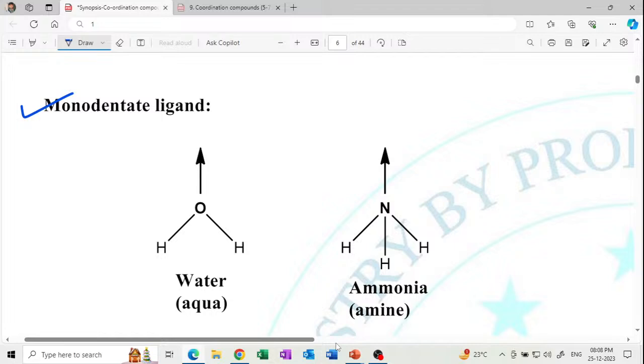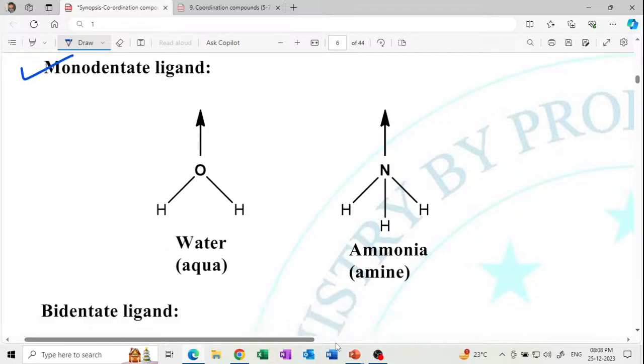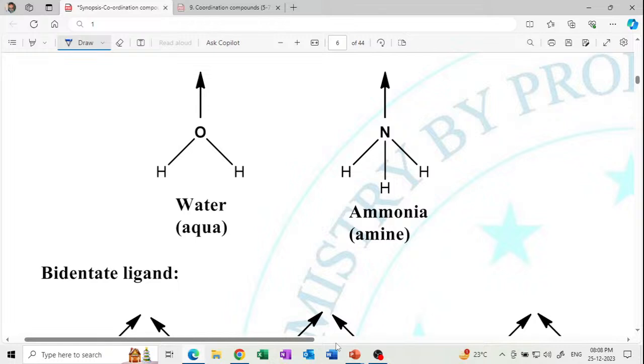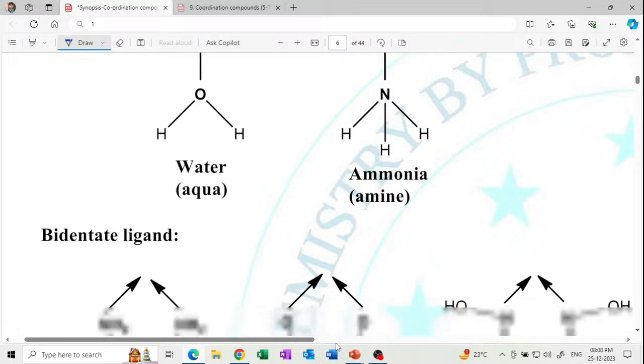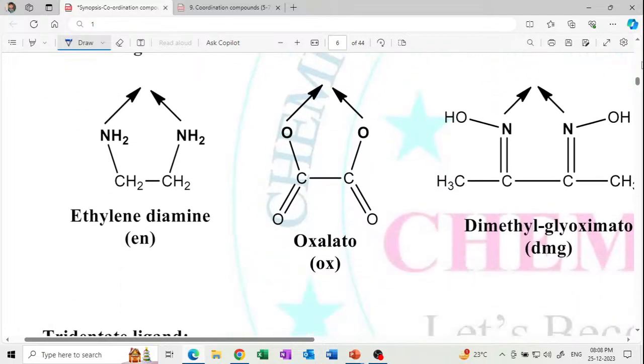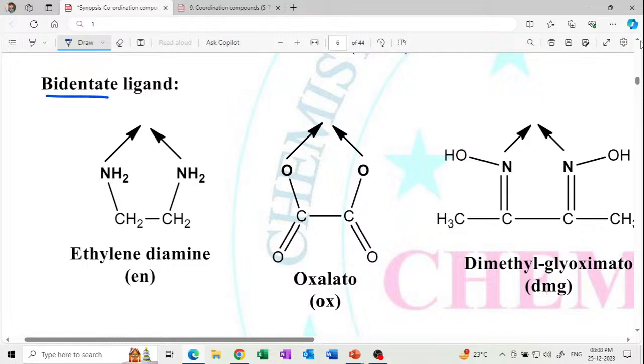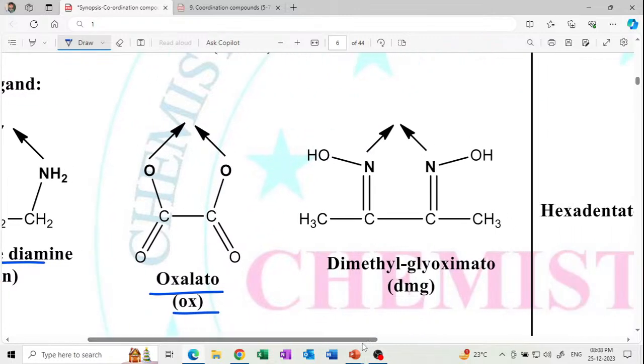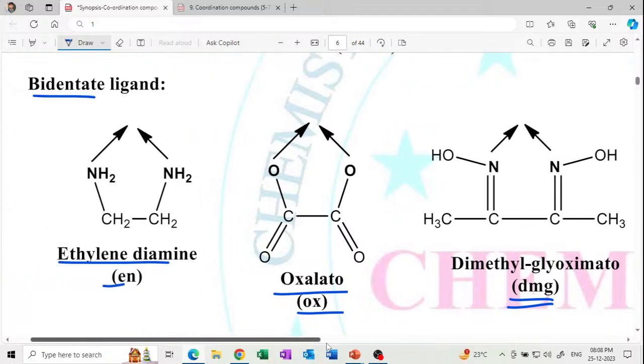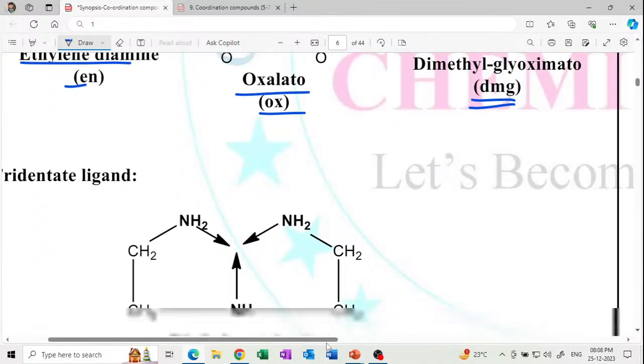In the monodentate ligand, these are water, aqua. It donates the electron in this way. This is the direction to which the electron is donated. Ammonia, amine. Okay, ammonia. Next is the bidentate ligand. Bidentate has ethylene diamine, EN. This is called EN. Oxalato, OX. DMG is dimethyl glycoxamate. This is the structure of the DMG. Dimethyl glycoxamate. This is the bidentate ligand actually. Get it?